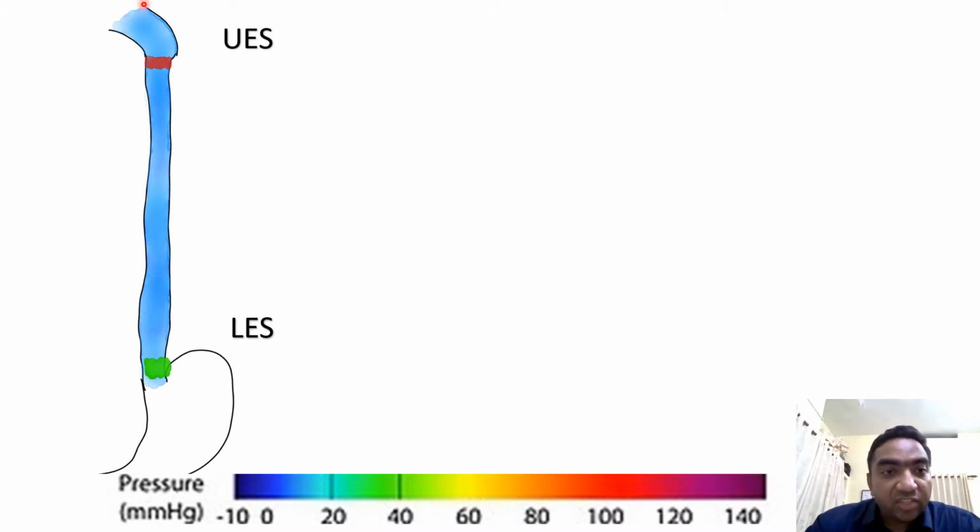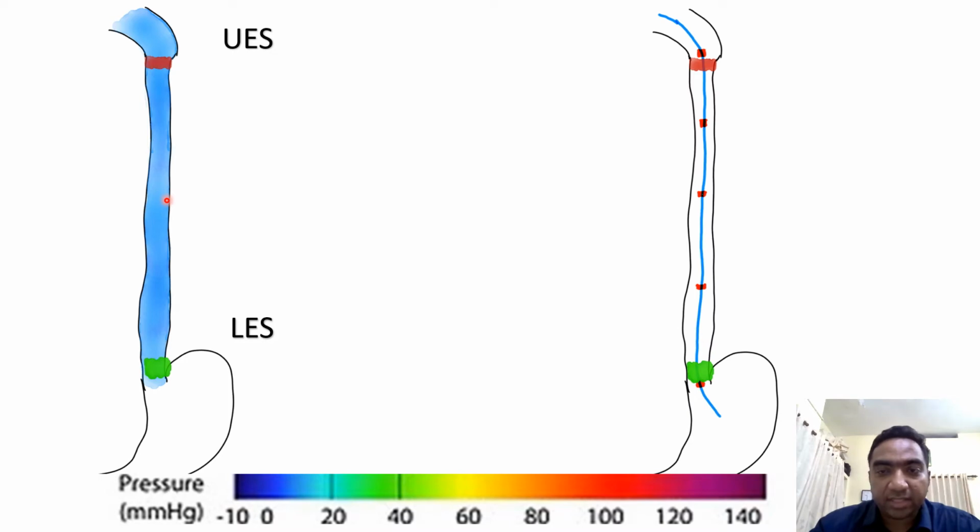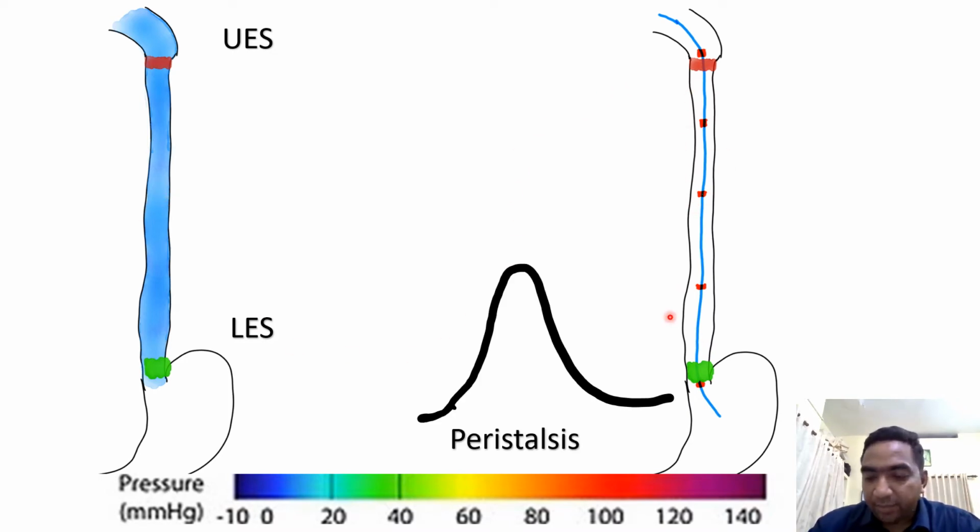The upper esophageal sphincter will relax when the food enters, and the lower esophageal sphincter will also relax when the food enters the esophagus. So let me show the 5 sensors here, and this is how, instead of 5, there will be 36 in high resolution manometry.